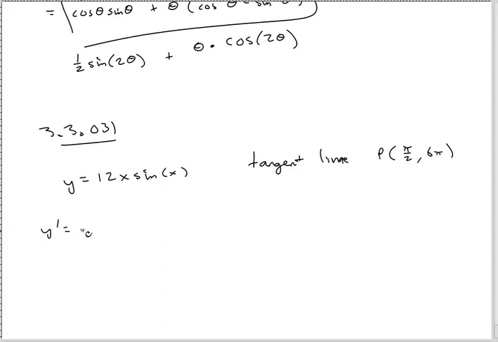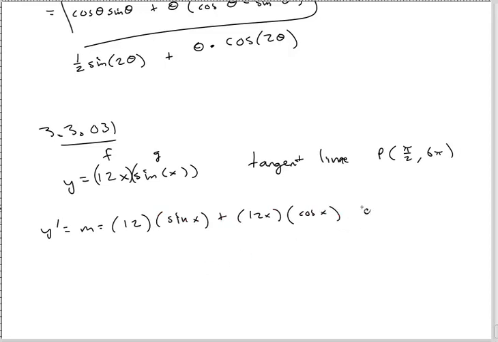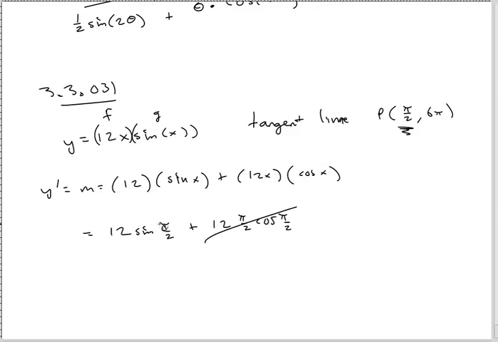Well, we need a slope. And so I'm going to find my derivative. This is how I group these, actually. So this is f, and this is g. And so then I say my derivative of f, leave the second one alone, leave the first one alone. Derivative of sine is a cosine. And there you go. Well, what we need to do is plug in x equals pi over 2 everywhere. So I got 12 sine of pi over 2. Then I got 12 times pi over 2 cosine of pi over 2. What happens is that this cosine goes away. Sine of pi over 2 is a 1, so we got 12 times 1 is 12, and that's my slope.